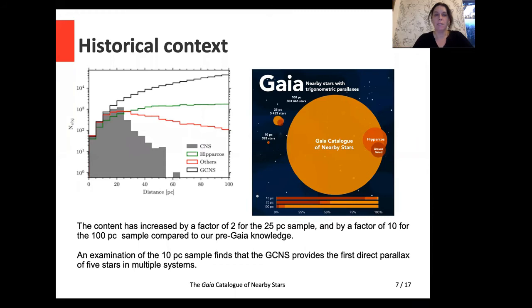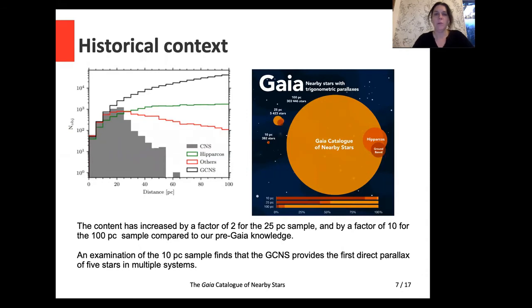The figure on the right is another graphic way to show the comparison. It gives the number of nearby stars within 10, 25, and 100 parsecs. The colors are representative for the catalogue with trigonometric parallax. The area of the circle is proportional to the number of stars. The circles overlap when the stars appear in several catalogues. It drastically shows the improvement of the census thanks to Gaia. The content has increased by a factor of about 2 within 25 parsec and 10 within 100 parsec.